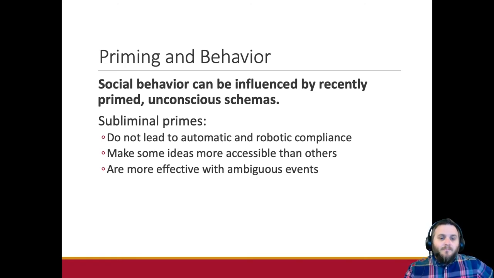Okay. Priming will make some ideas more accessible than others. And it's more effective if the following events are a bit ambiguous, with multiple meanings. And so when you search for meaning, because that is the human existence, searching for meaning 100% of the time, we are going to use the information that is accessible and salient to us, and that might be the prime that just occurred, right?